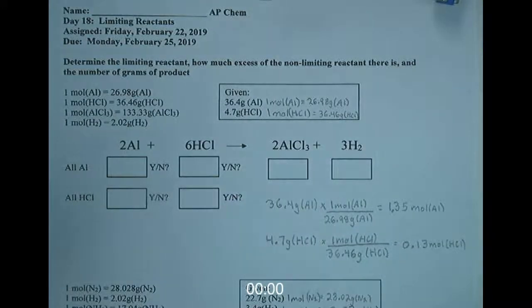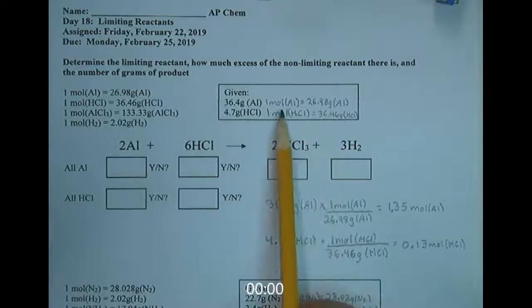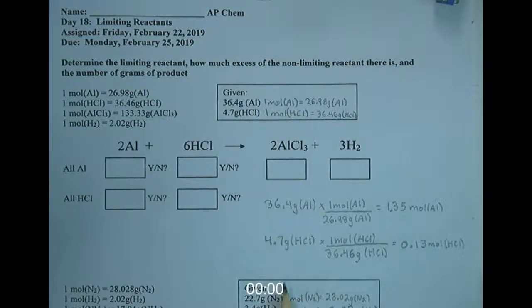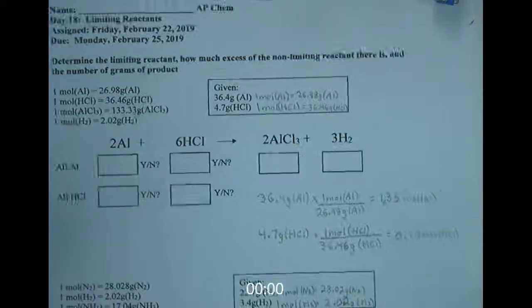Okay, so we're back. I wanted to do something to save us some time on this video. So you have the molar mass conversions up here for aluminum and hydrochloric acid. Again, it's how many grams per mole. You get this straight off the periodic table by adding the elements H and Cl, and for aluminum it's just purely straight off the periodic table, 26.98.